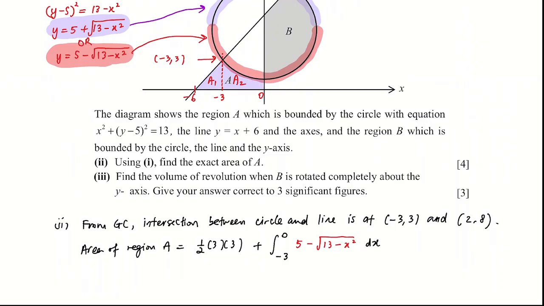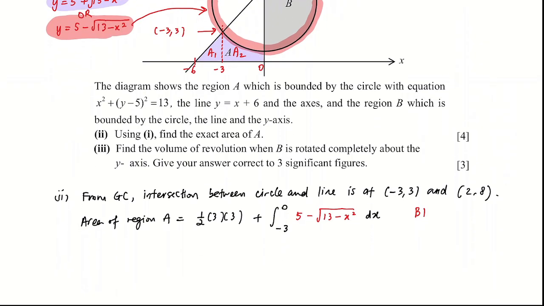Okay, so this one, take note. At this point over here, you will get your B1 mark for the correct limit and the correct expression that we need to integrate. So let's do one by one. Next, half times 3 times 3, 9 over 2.